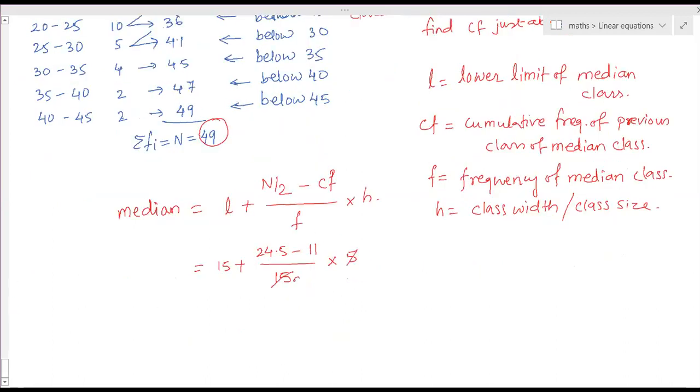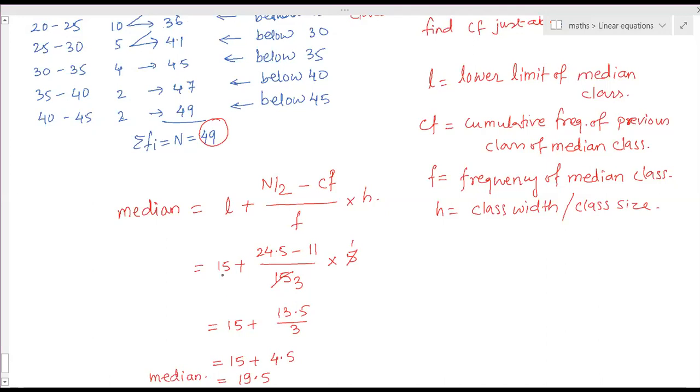5 ones are 5, 5 threes are 15. So it is 15 plus 24.5 minus 11 is 13.5 by 3. So which is 15 plus 3 fours are 12.5. That is equal to 19.5, the median.